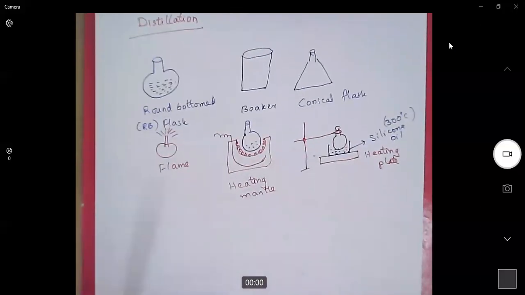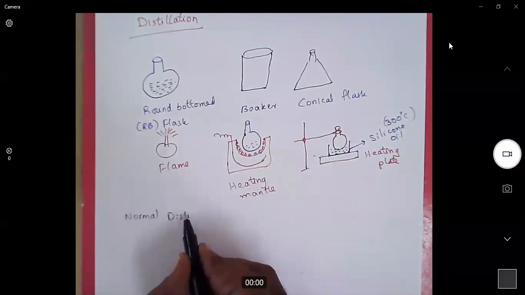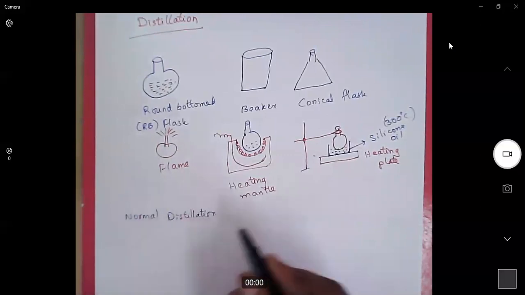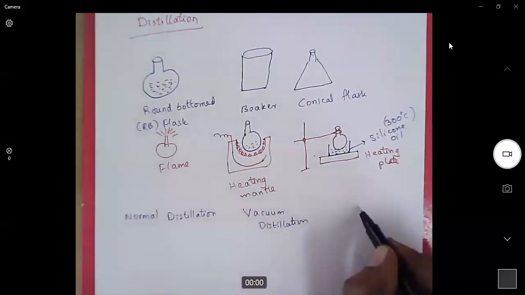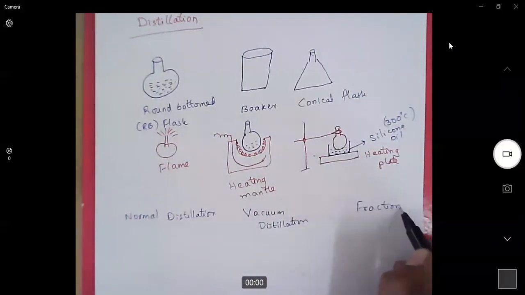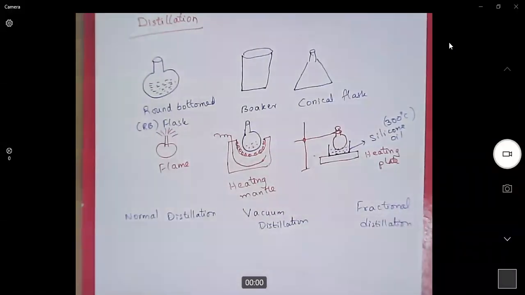Now, what is distillation? There are different techniques: normal distillation, vacuum distillation, and fractional distillation. These are the three methods which are used to purify mixtures of solvents. What is normal distillation?